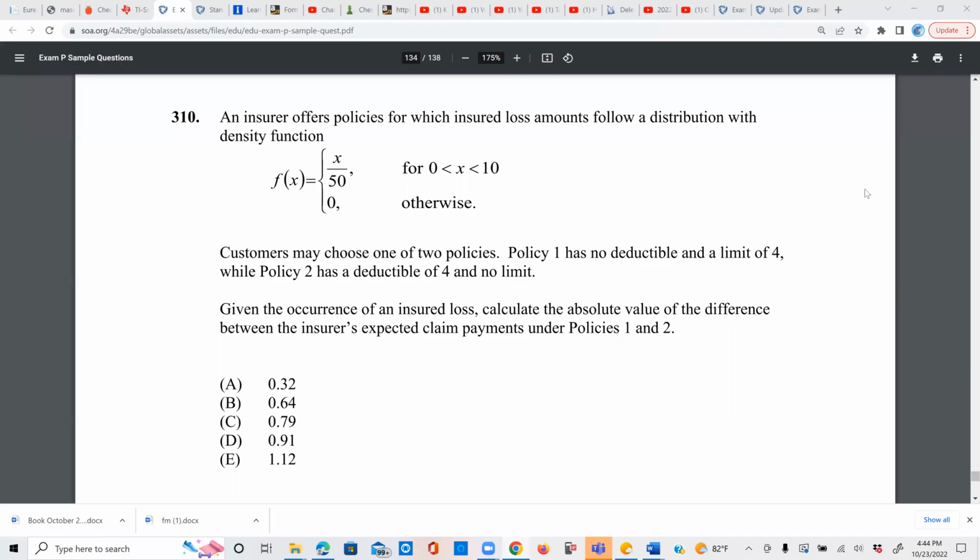An insurer offers policies for which insured loss amounts follow a distribution with density function given below. Customers may choose one of two policies. Policy 1 has no deductible and a limit of 4, while policy 2 has a deductible of 4 and no limit. Given the occurrence of an insured loss, calculate the absolute value of the difference between the expected claim payments under policies 1 and 2.